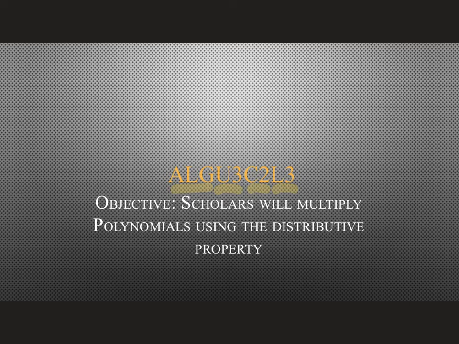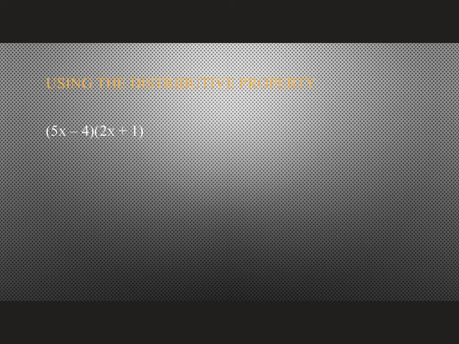So today, our objective is that scholars will multiply polynomials using the distributive property. So we've done them using area models. Now we're going to use our distributive property on them. So, using the distributive property, we are going to multiply 5x minus 4 times 2x plus 1.